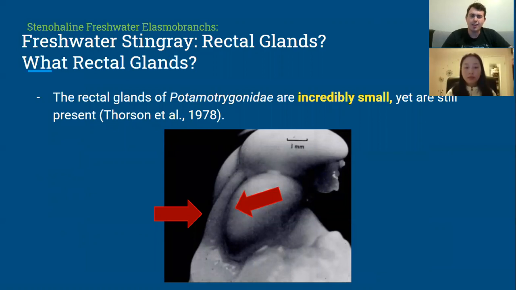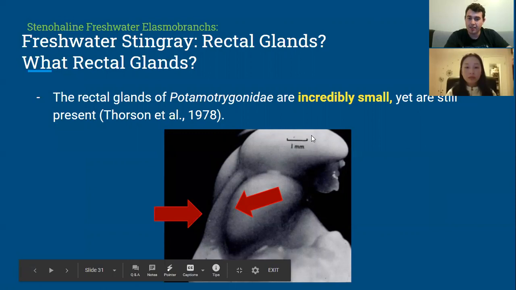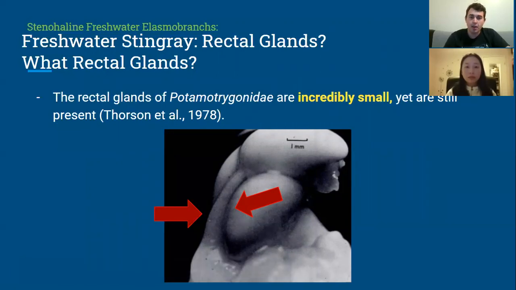And so rectal glands, what rectal glands? They barely have them. The rectal glands of the Potamotrygonids are incredibly small, yet they are still present. As you can see for scale, this is a millimeter scale bar up here, and this is the rectal gland. This little sliver is about 3 to 4 millimeters long and not even a millimeter wide. And so this implies that they basically don't use their rectal glands at all, which makes sense given that they are in freshwater.